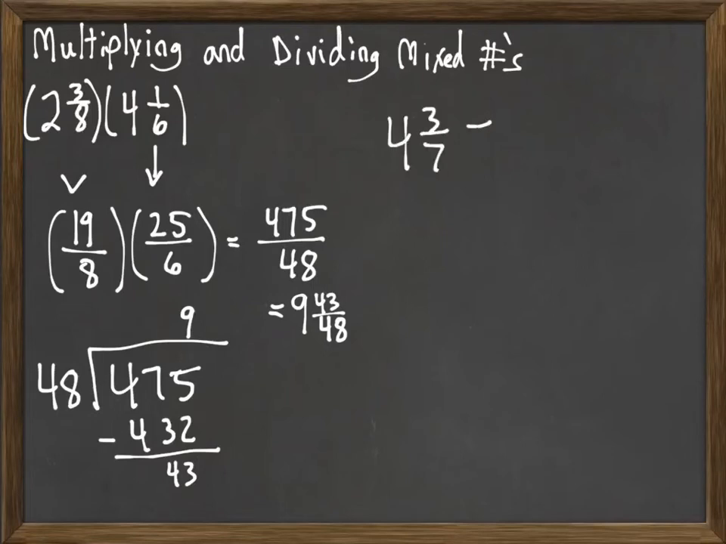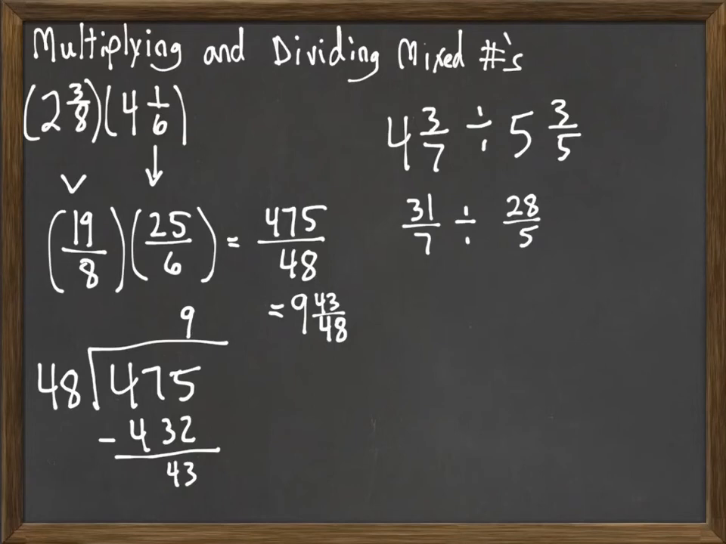Okay. Same idea works with division. The first thing you're going to want to do is turn those mixed numbers into fractions, just like we did in multiplication. So for the 4 3/7, we would do 4 times 7 is 28. 28 plus 3 is 31. So it's 31 over 7. And in the 5 3/5, 5 times 5 is 25.